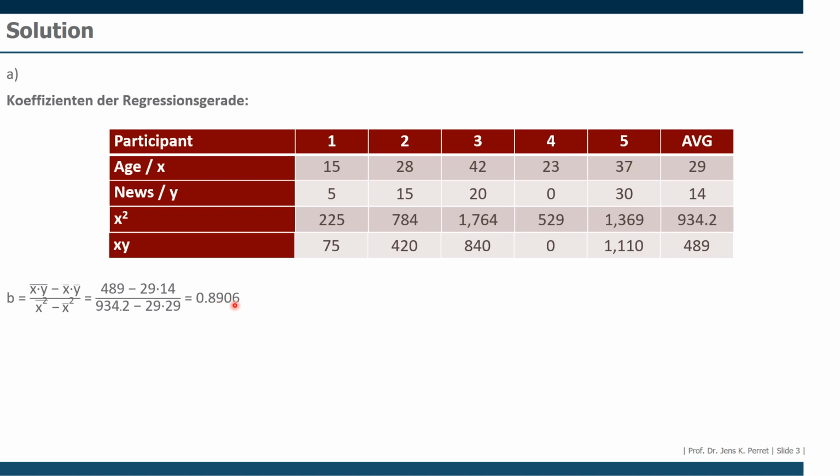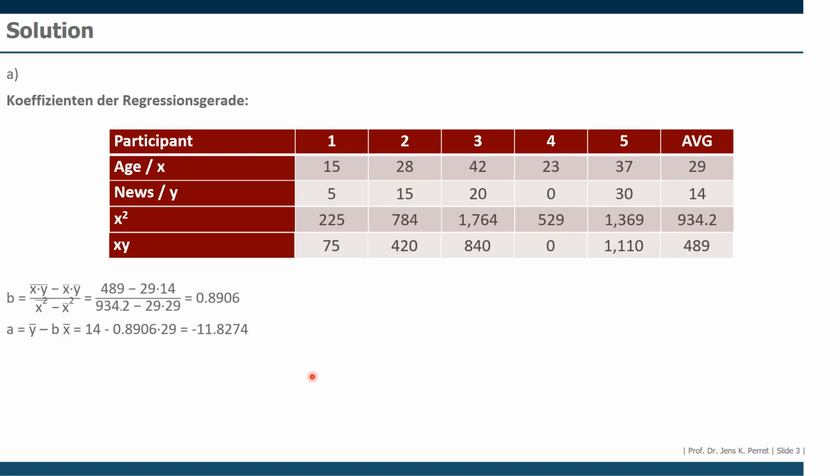If we put this into a calculator, we get as a result for the slope 0.8906. This slope parameter we can then use to determine the intercept of the regression line. The intercept we get by starting with the average of Y, which here is 14, minus then the slope of 0.8906 times the average of X, which is 29.